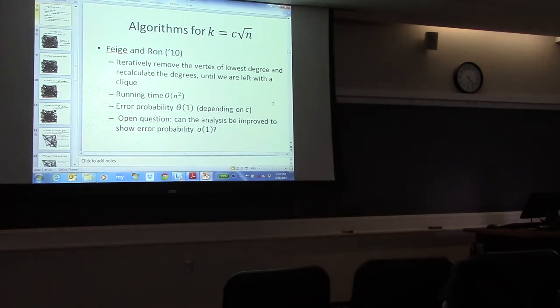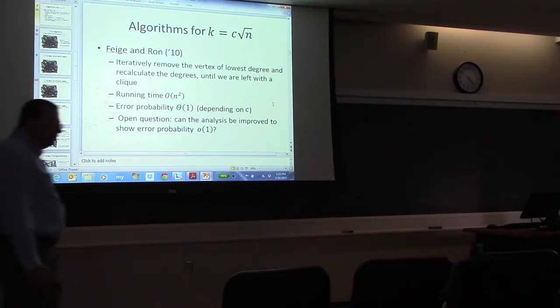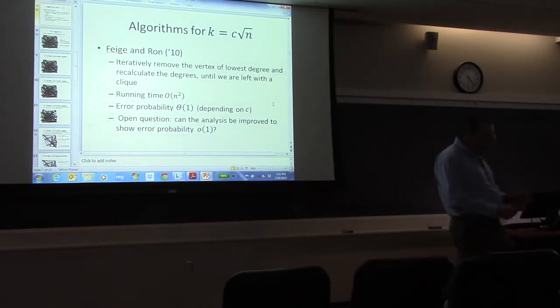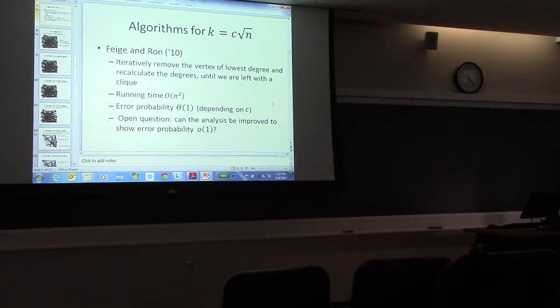And the vertices you are left with in the end should be the clique. Experimentally, this works well when the clique has size root n, but they could only prove it works with some constant probability. Now note that their algorithm is not randomized. The algorithm is completely deterministic. So what constant probability means is, in half the cases they will fail, or at least they cannot guarantee success.